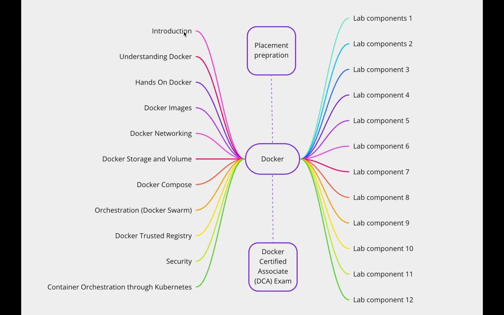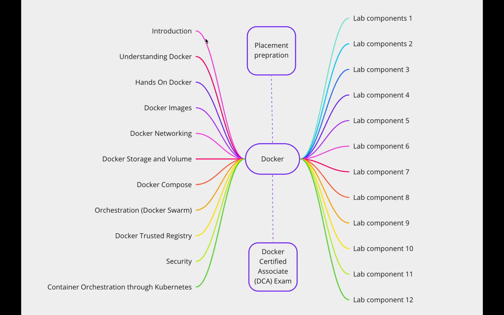The first section is nothing but an introduction about containers, what containerization is, and what the difference is between containerization and virtual machines. What are the separate modes of isolation, that is hypervisor mode and process isolation mode, and what difference they make. Then we'll have an understanding of Docker architecture. We'll have a look over the Docker architecture.